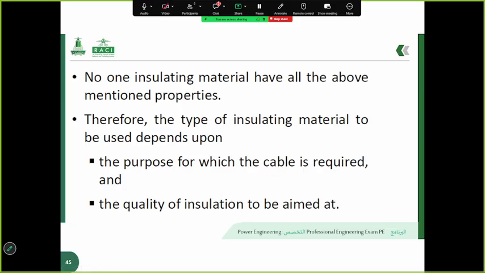Based on this slide, we can now discuss a practical engineering principle regarding the insulating material. As the slide pointed out, no single insulating material possesses all the ideal properties that we discussed previously. This means that a key decision must be made during the design process. Therefore, the type of insulating material to be used in a cable depends on two critical factors: the purpose for which the cable is required and the quality of insulation to be aimed at.